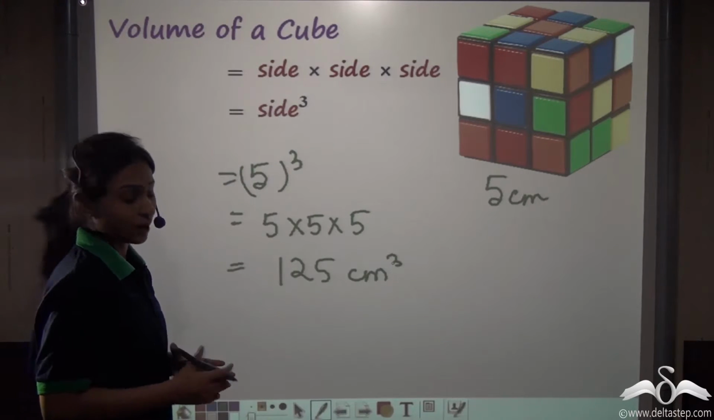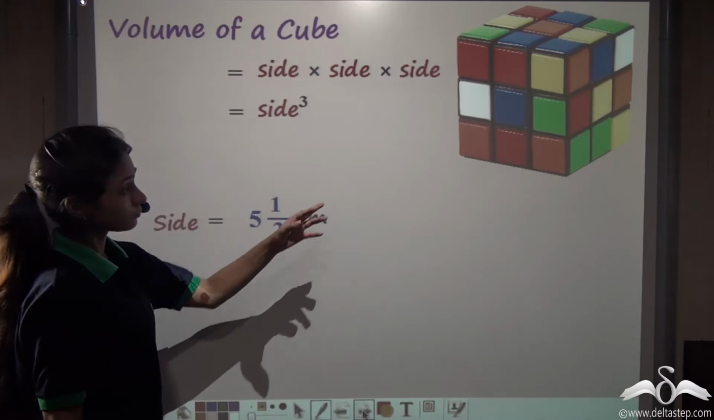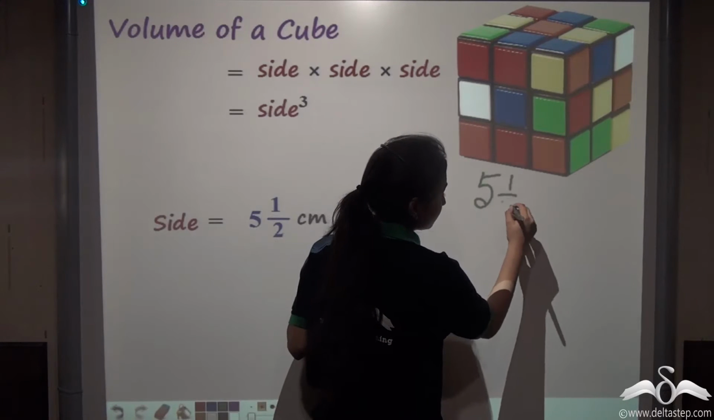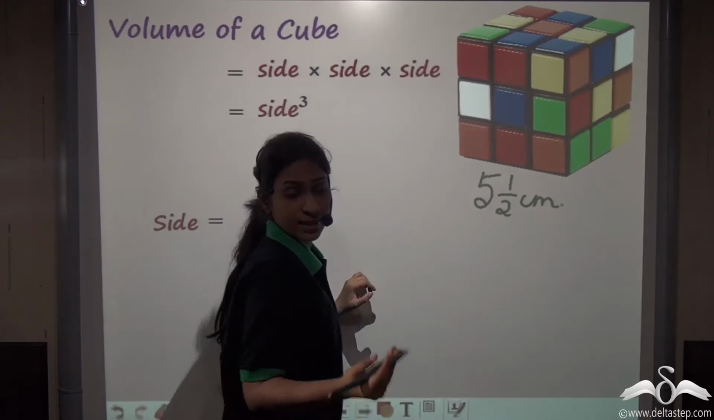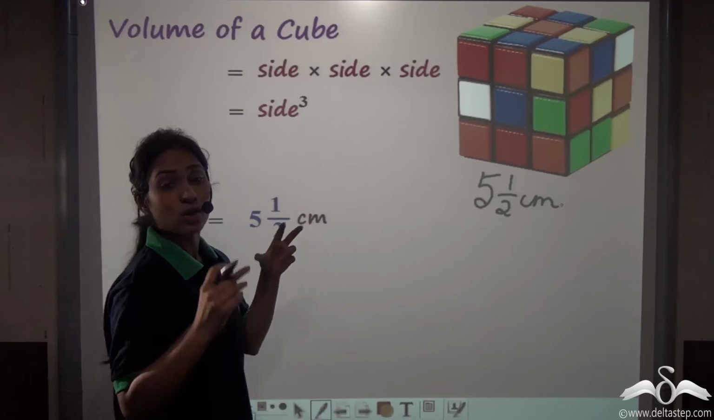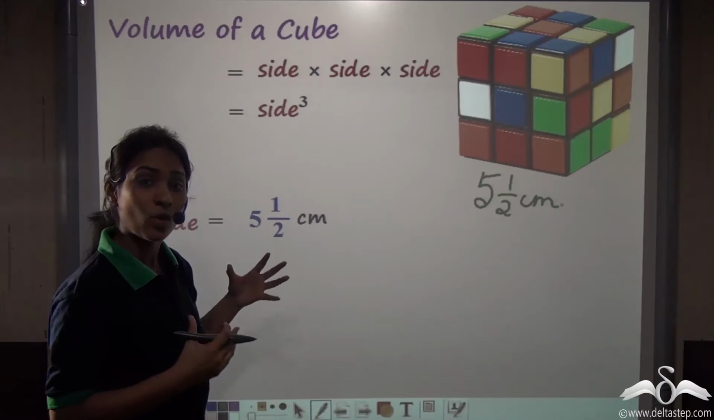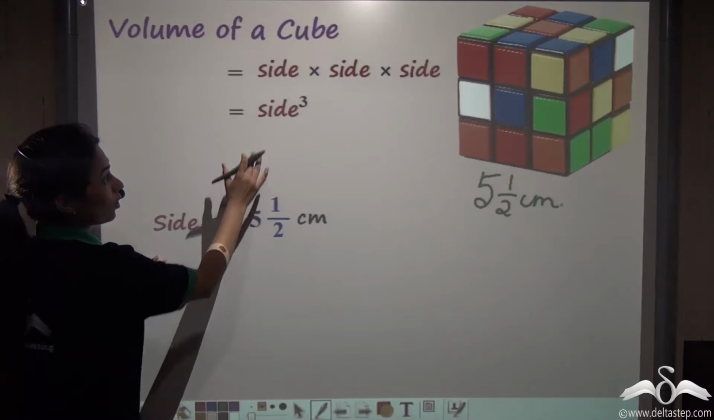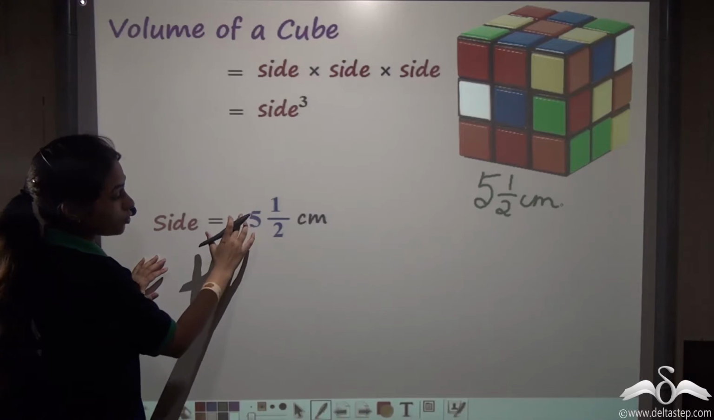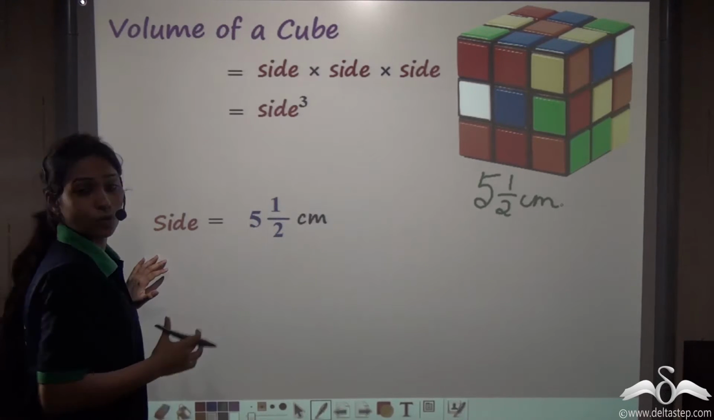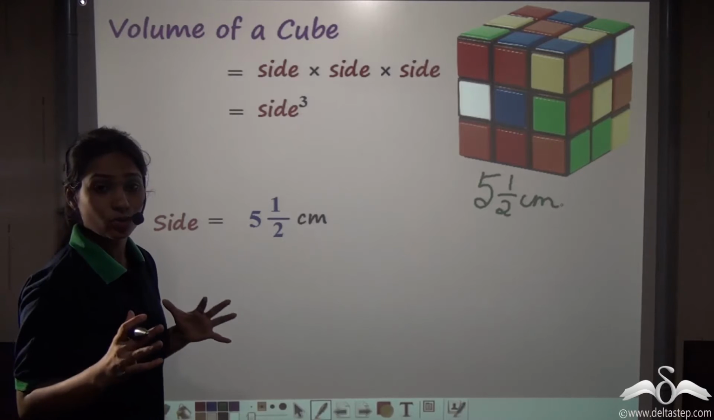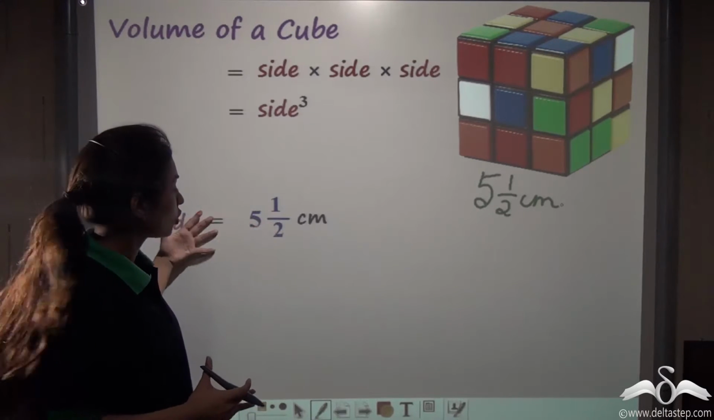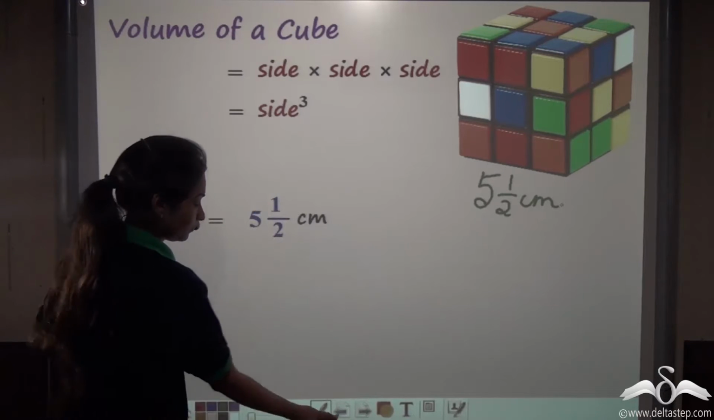Now suppose I have been given that the side of this Rubik's cube is 5.5 centimeter. Well, that can be the case. Every time the side or the length of any object cannot be a whole number. It can be a fraction as well. So how will you find out this volume? Well, again, you need to cube this to find out the volume. So for that you need to know how to find out cubes of fractions. So let's see how we can find out the cube of this fraction.